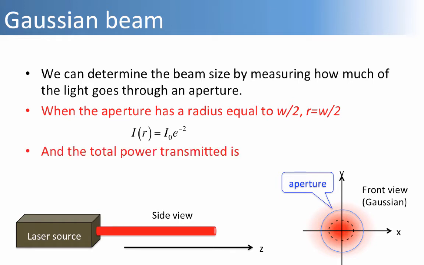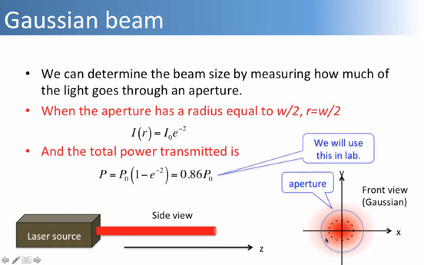And if we measured the total power transmitted through an aperture with a radius equal to half of the beam diameter, then the total power transmitted through that aperture would be 0.86 times the maximum power existing in the beam, the total power in the beam. We will use this factor quite a bit in lab as we measure the power going through an aperture of a particular size.